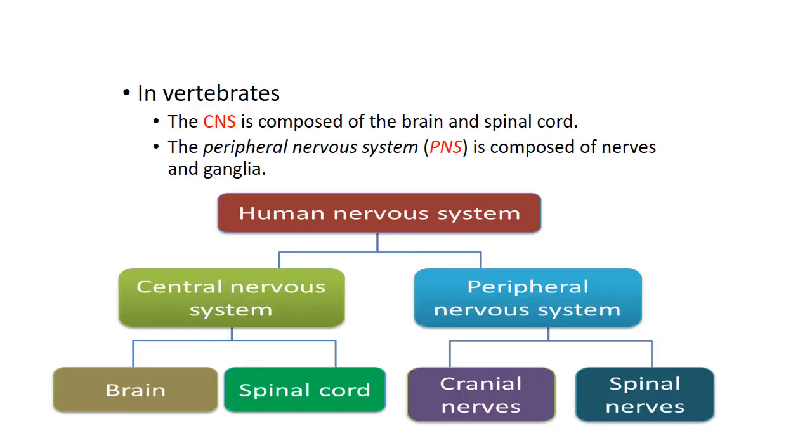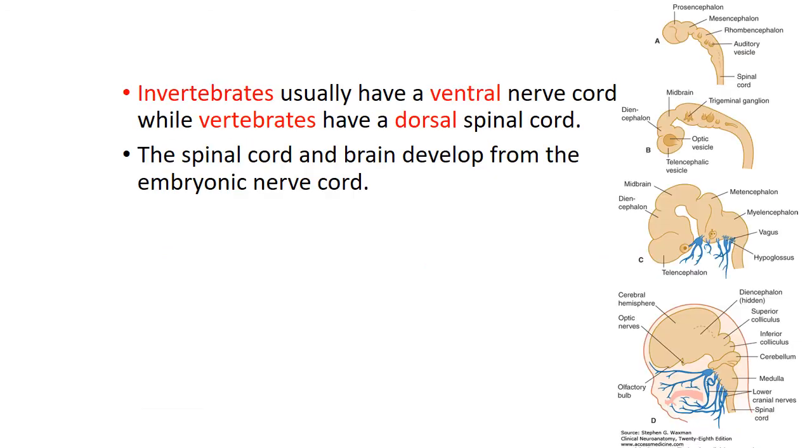The human nervous system consists of two systems, the central nervous system and the peripheral nervous system. The central nervous system consists of the brain and the spinal cord, and the peripheral nervous system consists of the cranial nerves, spinal nerves and also ganglia. The spinal cord and the brain develop from the embryonic nerve cord of the embryo.